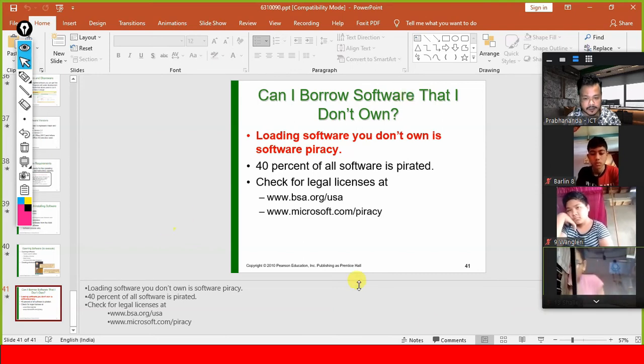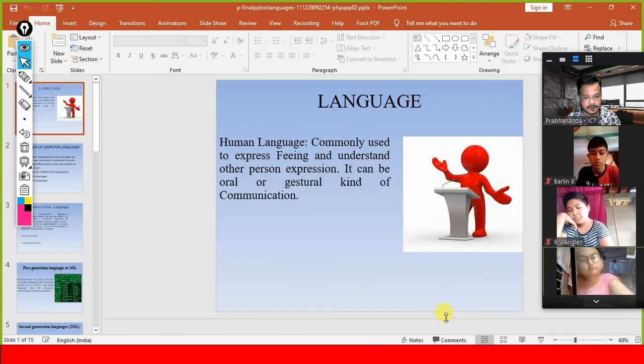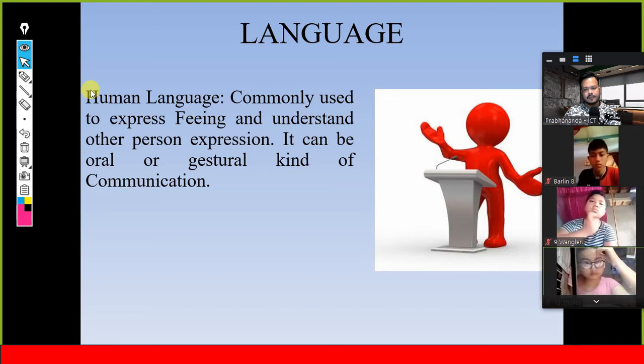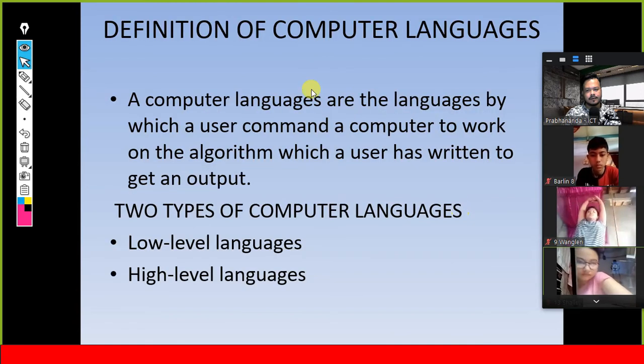So let's see about the language. Human language is commonly used to express feeling and understand another person's expression. It can be oral or gestural kind of communication. Definition of computer language: a computer language is the language by which a user commands a computer to work on the algorithm which a user has written to get an output.